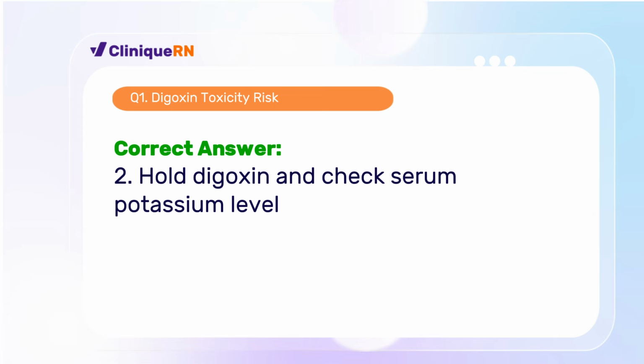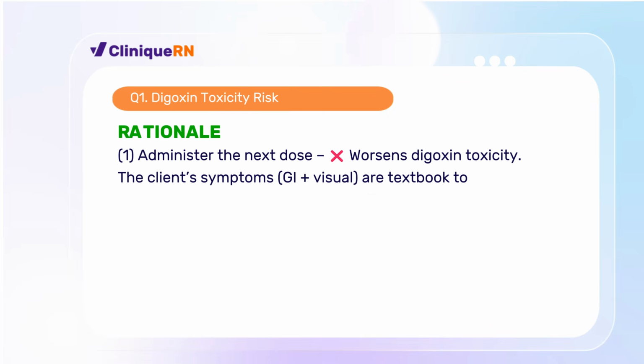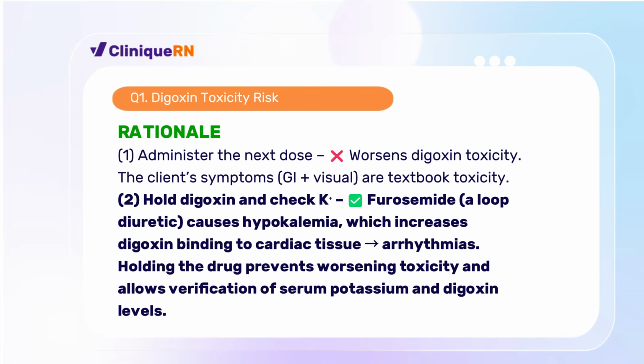The correct answer is 2. Hold digoxin and check serum potassium level. Detailed rationale. 1. Administer the next dose. Worsens digoxin toxicity. The client's symptoms, GI plus visual, are textbook toxicity. 2. Hold digoxin and check K+. Furosemide, a loop diuretic, causes hypokalemia, which increases digoxin binding to cardiac tissue, which causes arrhythmias. Holding the drug prevents worsening toxicity and allows verification of serum potassium and digoxin levels.